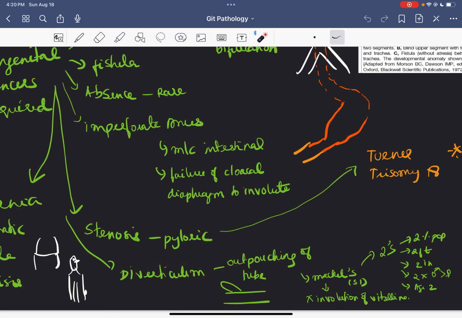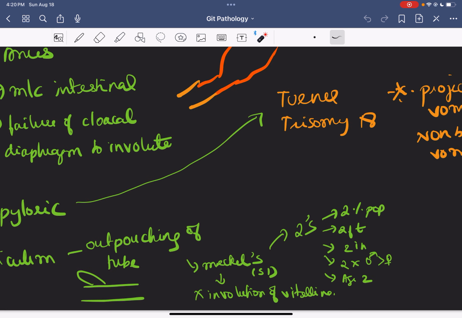Now what about diverticulum? A diverticulum is an outpouching of a tube, in simple terms. Imagine this is a tube inside your body, and an outpouching of the tube is your diverticulum. The most famous diverticulum we all should know about is Meckel's diverticulum, which is seen in your small intestine. This happens due to the absence of involution of your vitelline duct during development. So Meckel's diverticulum is a diverticulum present in the small intestine. It happens due to the lack of, or improper, involution of your vitelline duct.